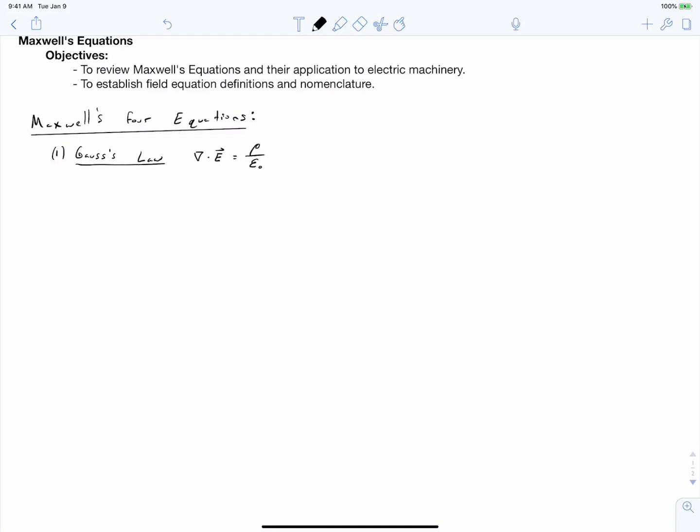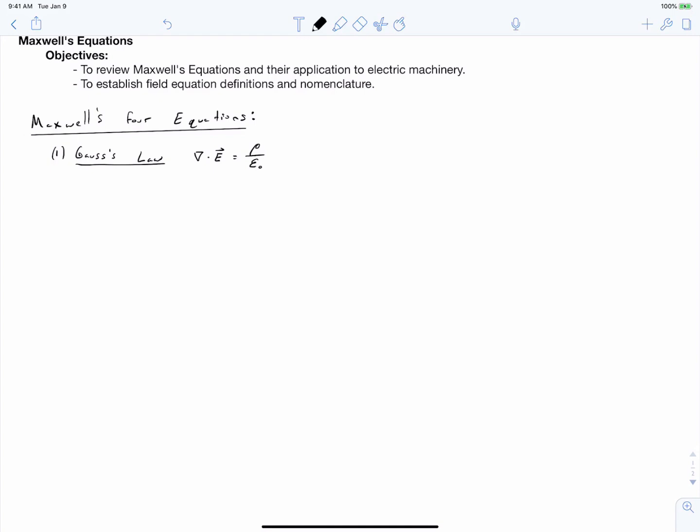Maxwell's first equation is known as Gauss's law. It states that the divergence of an electric field is equal to the charge density divided by epsilon naught. This equation is actually not going to be used in this class. This does come up in electric machines when you talk about insulation issues and dielectric strength. However, in this class we're going to be focusing on the magnetic behavior and the electric circuit behavior.